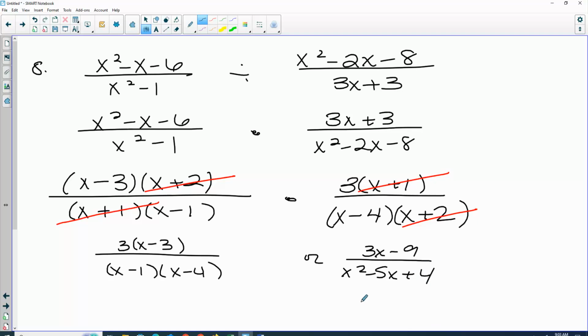I just didn't usually make you do that on those. We usually left it in factored form. But it doesn't matter, both answers are correct. Is that one okay?